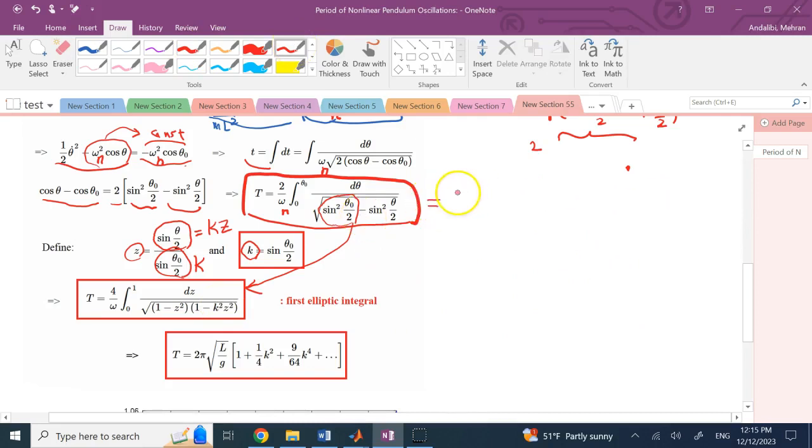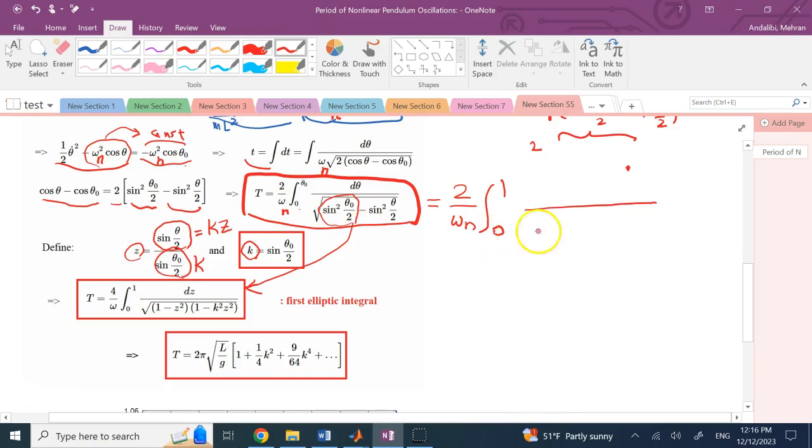So if I write this, it's going to be 2 over omega n. This integral goes from what? Now remember, you change variable to z. So now the limits should be based on z. And how do we find them? Well, when theta is 0, this is going to be 0 over something, so z also is going to be 0. When theta equals theta naught, then you get sine of theta naught over 2 over sine of theta naught over 2, so z is going to be 1. Okay, so the limits of 0 and theta naught will be 0 and 1 for z.